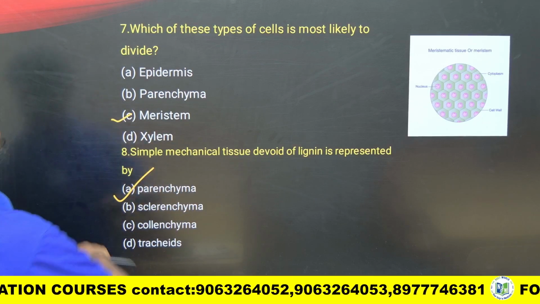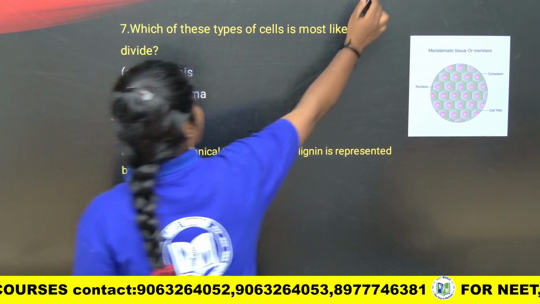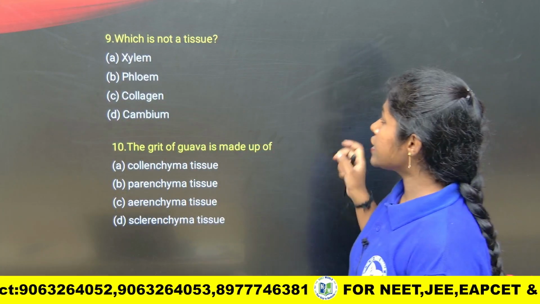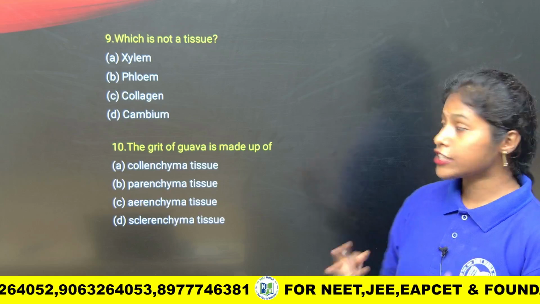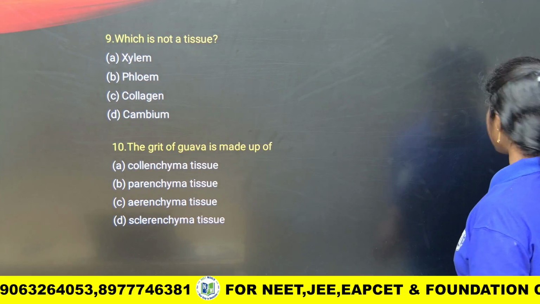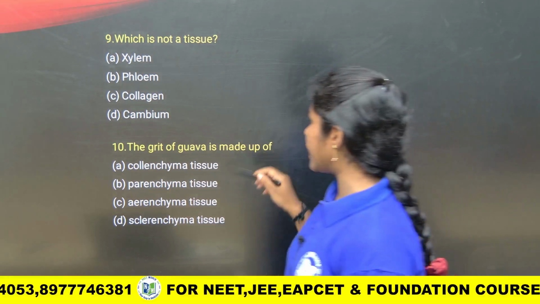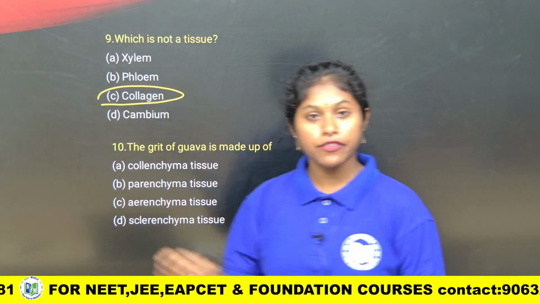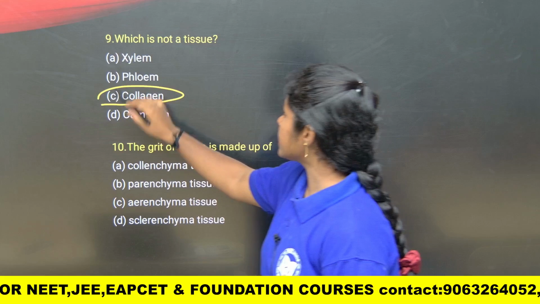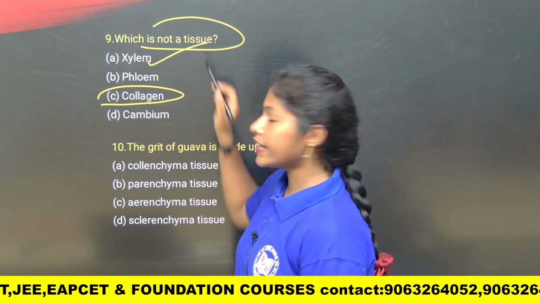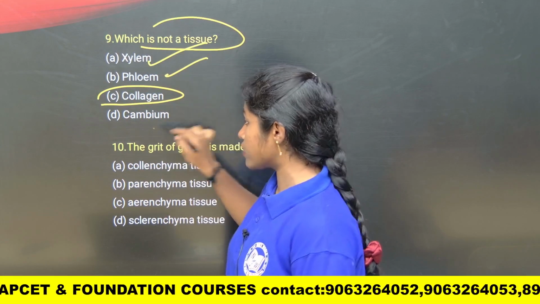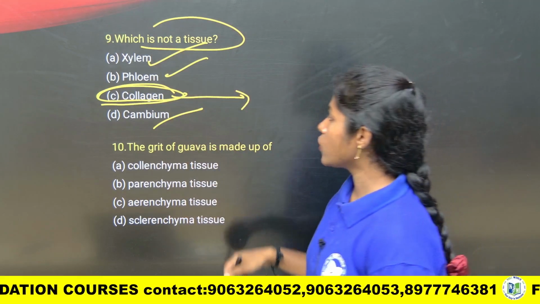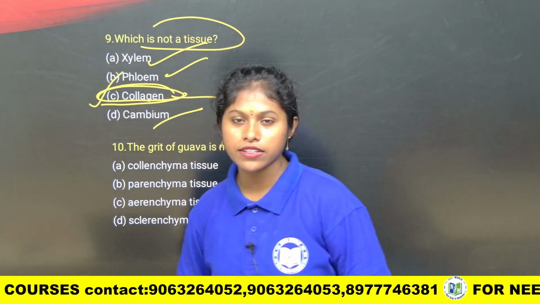Coming to the next question. See, children, which is not a tissue? They are asking which is not a tissue. Of course, we know xylem is a tissue and phloem is also a plant tissue. Is collagen a tissue, children? It is from animal tissue, right? We all know that a plant has xylem, phloem and also cambium. But collagen does not belong to plant tissue, right? So here the answer is C.